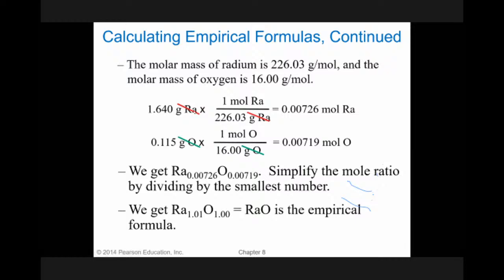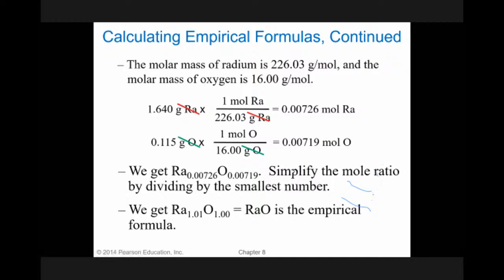So you start with 1.640 of the Ra, and using the molar mass factor, that gives you the number of moles of Ra. Then we go after the oxygen. After the subtraction, we got 0.115 grams of oxygen. Using the molar mass, we got 0.00717 moles of oxygen. So everything is in moles now.